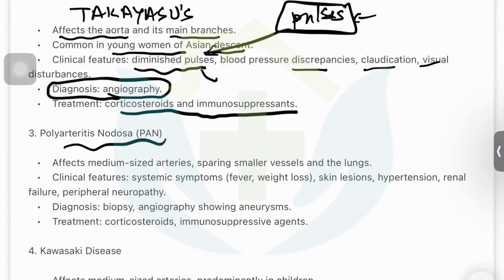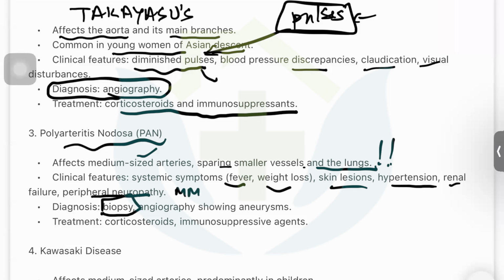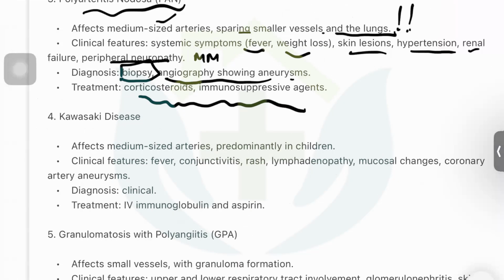Polyarteritis nodosa: medium-sized arteries, sparing smaller vessels and the lungs. Clinical features: systemic symptoms, fever, weight loss, skin lesions, hypertension, renal failure, peripheral neuropathy, mononeuritis multiplex. Diagnosis, biopsy. There will be necrotizing granulomas, angiography showing aneurysms. Treatment: steroids, immunosuppression, cyclophosphamide, all of them.